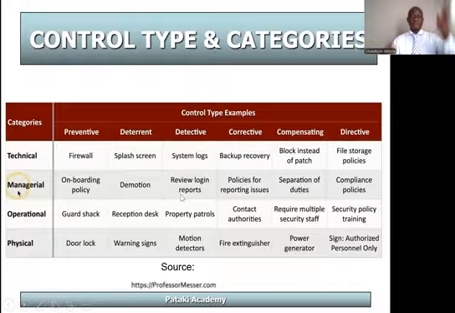These are the 6 control types, and these are the 4 categories. The source of this is professormeza.com. So these are the categories: we have the technical category, the managerial category, the operational category, and the physical category. And under control type examples, we have preventive, deterrent, detective, corrective, compensating, and directive. So all these are control types and categories.